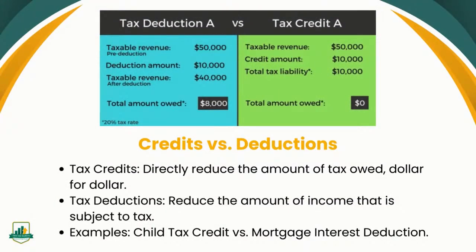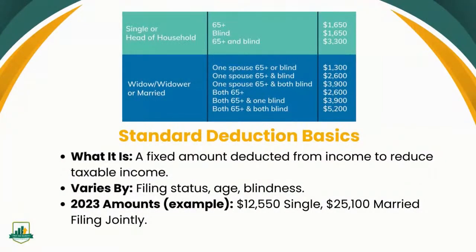All right, so here is a quick breakdown for you to be able to look at tax deduction A versus tax credit A, right? So if you've got a tax deduction, taxable revenue at $50,000, the deduction amount is $10,000. So what it does is the taxable revenue now comes down to $40,000. The tax owed at a 20% tax rate would be $8,000. However, if it was a tax credit and the taxable revenue was $50,000, the credit amount is $10,000. So the tax liability is now $10,000. Tax owed, zero. Picking up what I'm putting down? Hope you guys are. All righty.